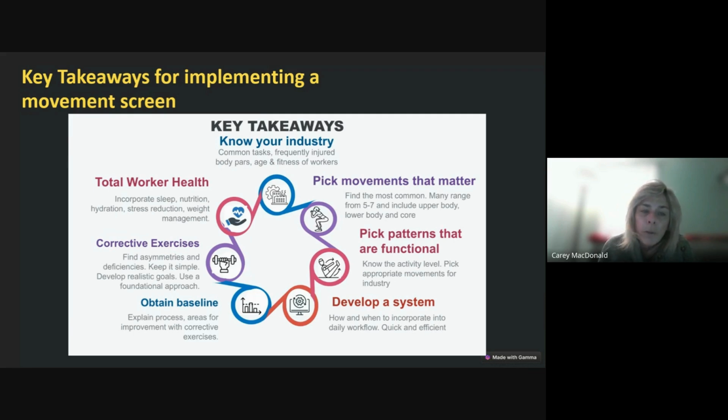And don't forget to incorporate that total worker health. You want to make sure that you're talking about their unrelated issues as far as sleep patterns, stress management, nutrition, hydration, all of those other things that play a factor into the total worker and other factors that will affect risk of injury.